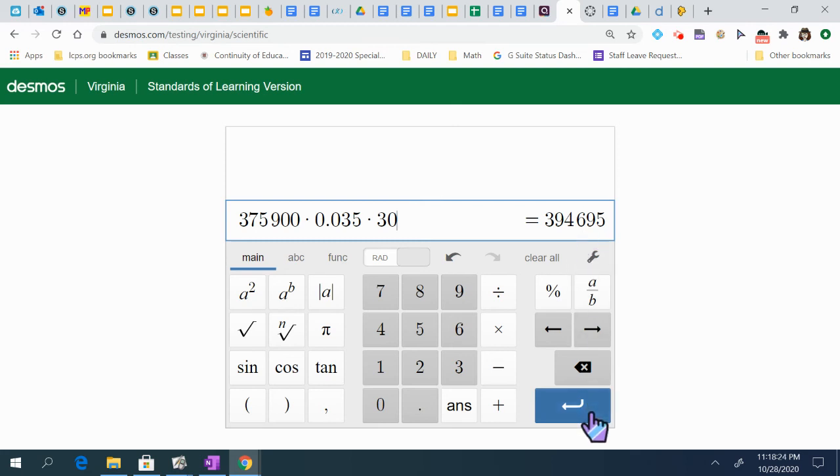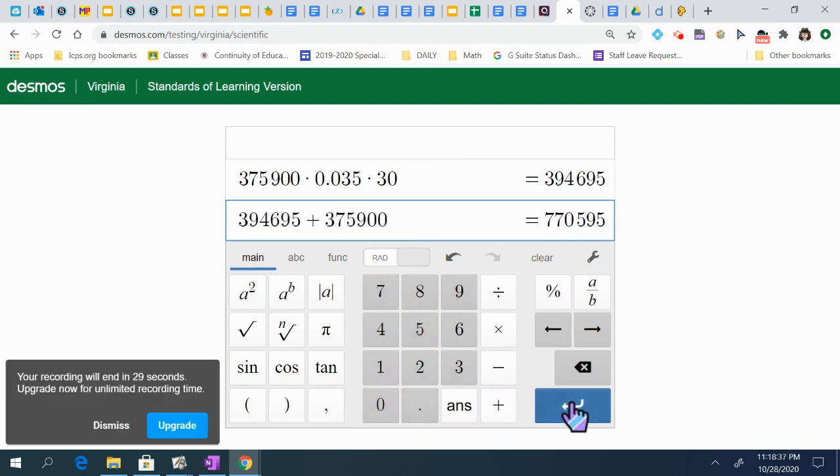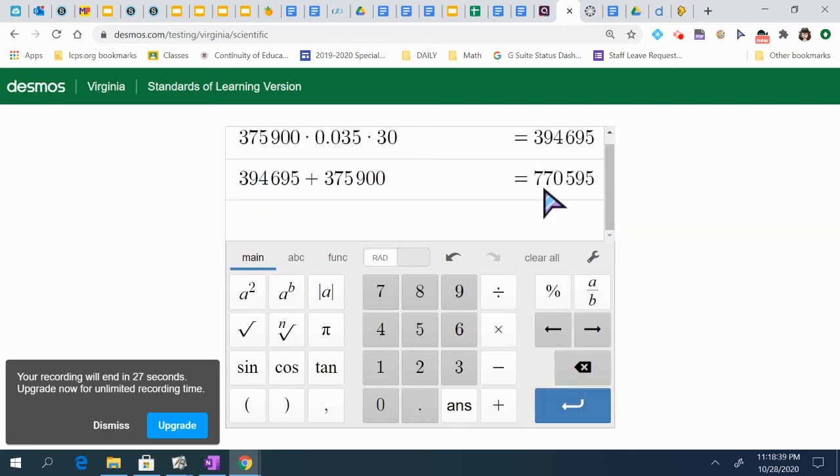Okay. So if I put them together, I have $394,695 in interest plus my original cost. And this is how much I would pay for the house in total, $775,900 or $595. That's how you find interest. That's how much it costs to buy something that you have to take a loan out for.